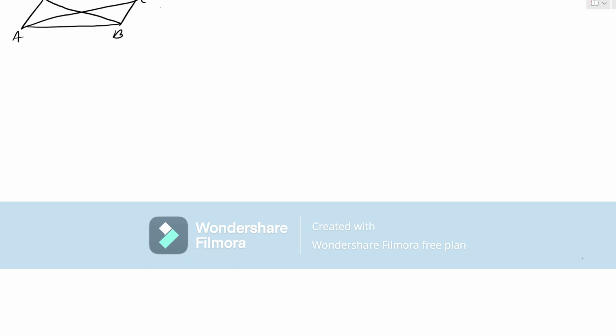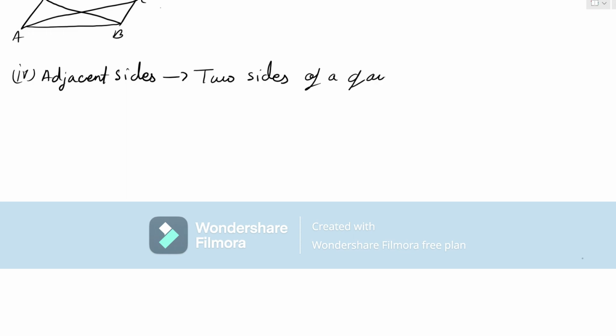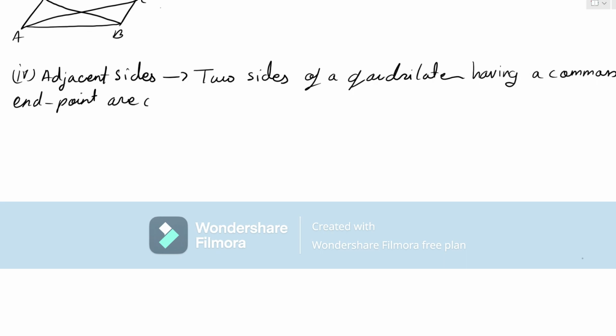Now the fourth is adjacent sides. Two sides of a quadrilateral, sorry, the spelling is wrong, but I am sure you know, having a common endpoint are called its adjacent sides. Okay.